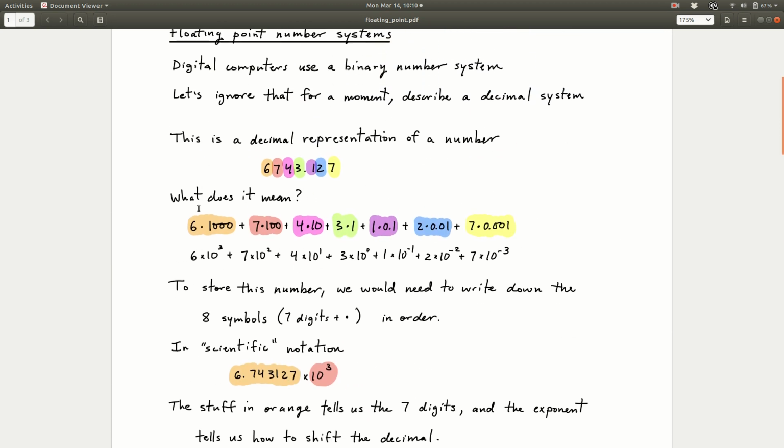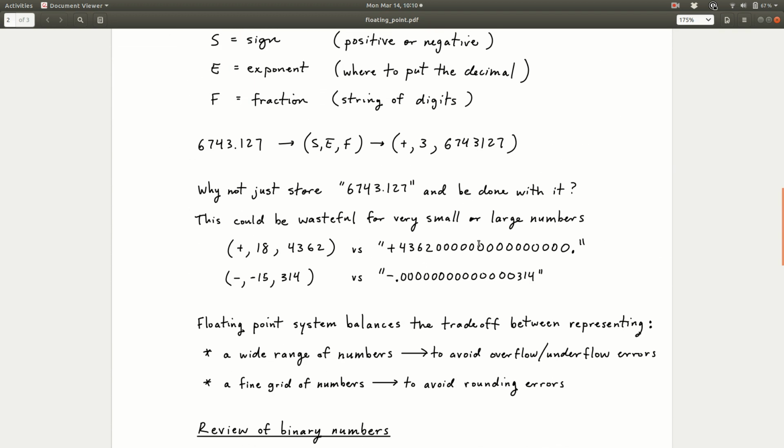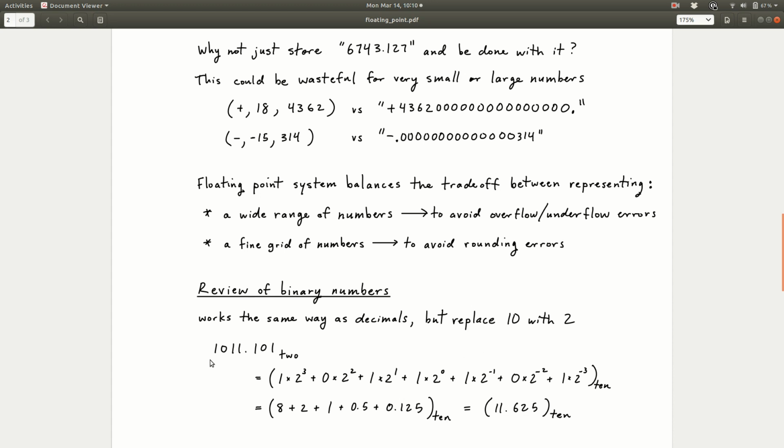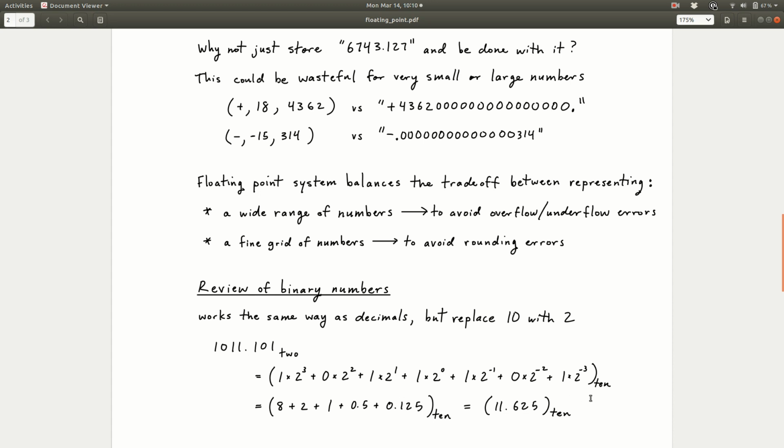For the decimal, we multiplied each digit by some power of 10 and added them up. For binary, it works exactly the same way, except we replace the powers of 10 with powers of 2. So here this 1 is 1 times 2 to the 3. We get 0 times 2 to the 2 plus 1 times 2 to the 1 plus 1 times 2 to the 0. And then after the point, we start doing fractions of 2. So this is 1 times 2 to the minus 1, 0 times 2 to the minus 2, plus 1 times 2 to the minus 3. So there's nothing complicated here. This is just powers and multiplication and addition.